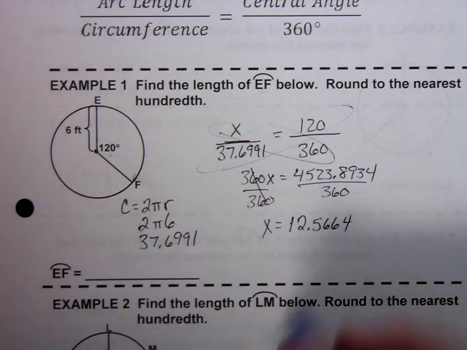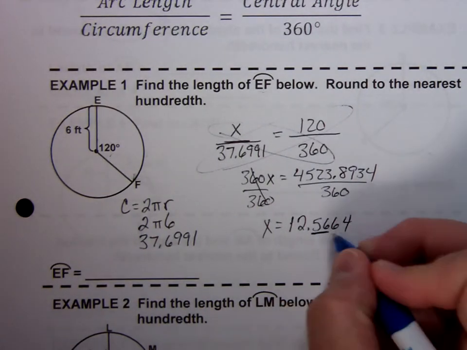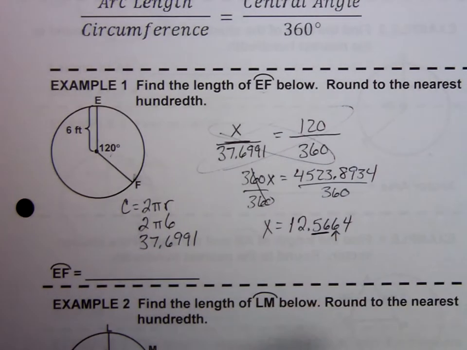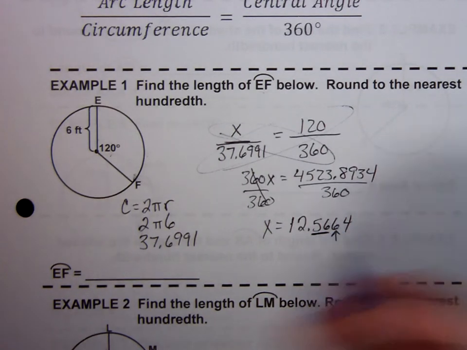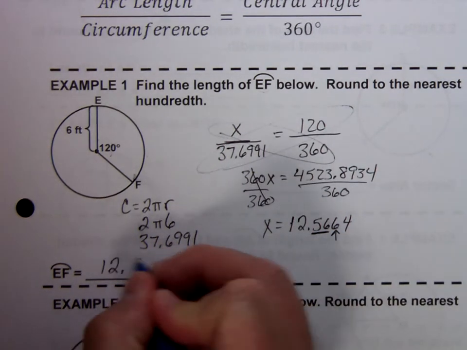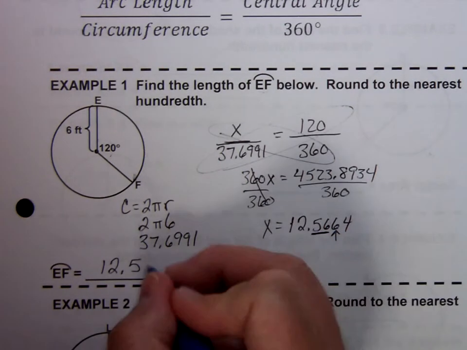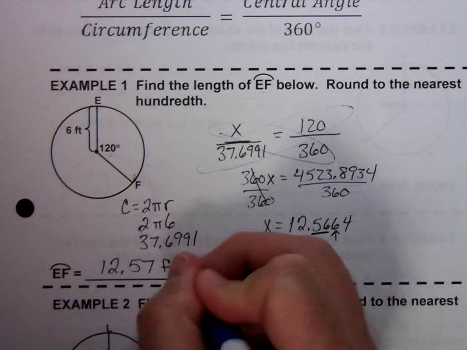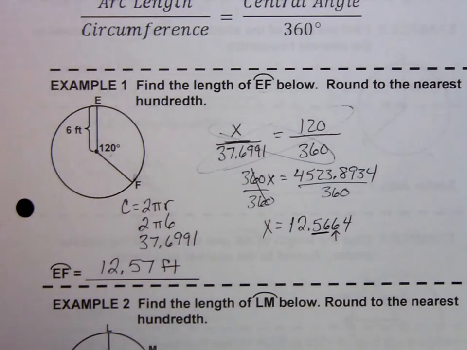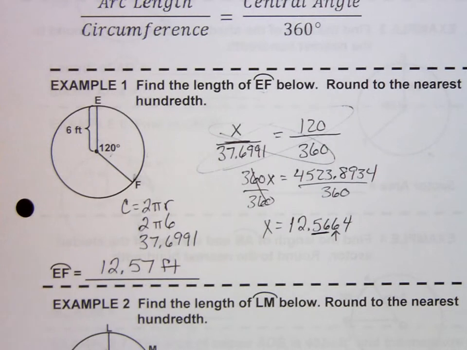If we are rounding to the nearest hundredth, I'm keeping two numbers after the decimal point. That third number is 5 or bigger, so it's telling me to round up. So I'll increase my last number by 1, so that 6 right here will become a 7. And this was in feet. And arc length, just like circumference, is a single dimension, and so it's just regular units, so just feet.